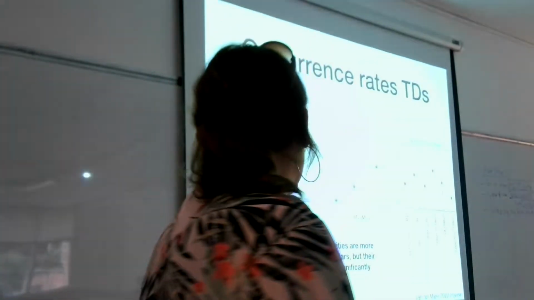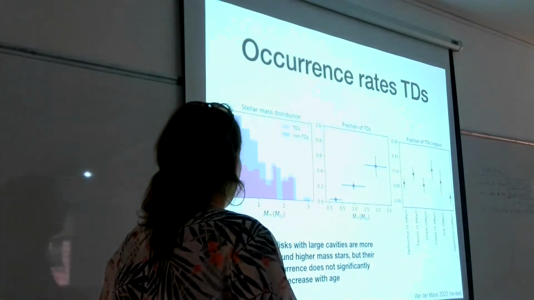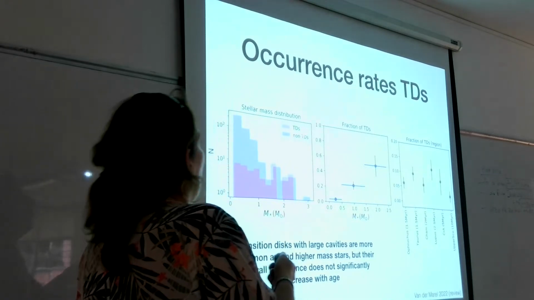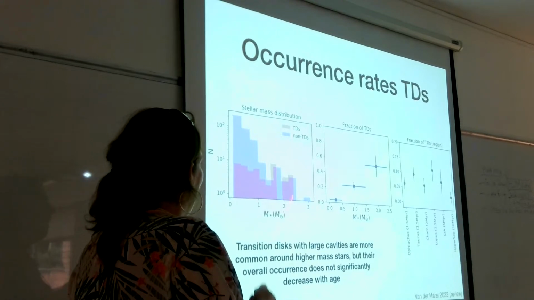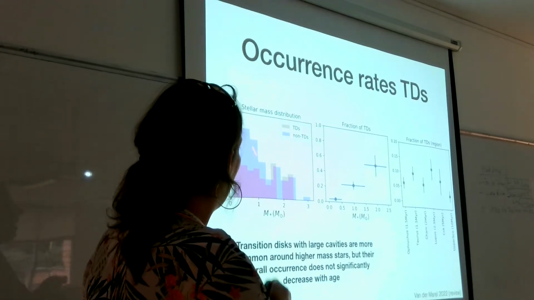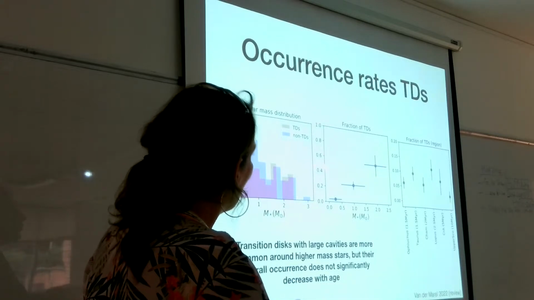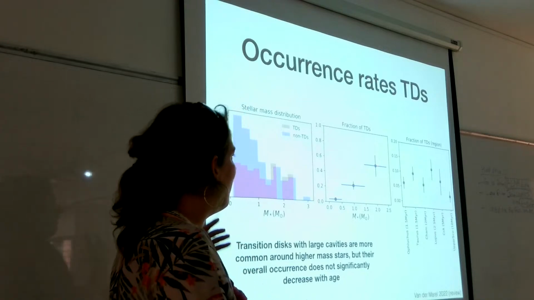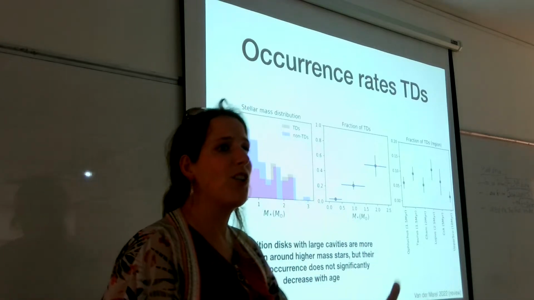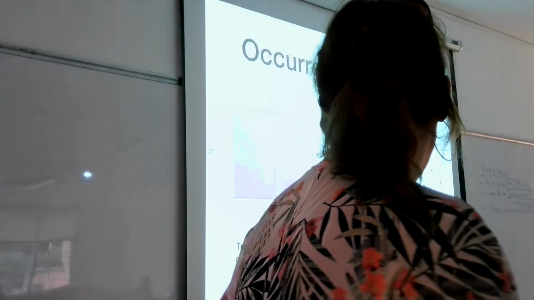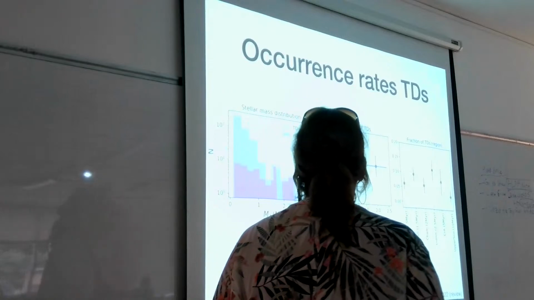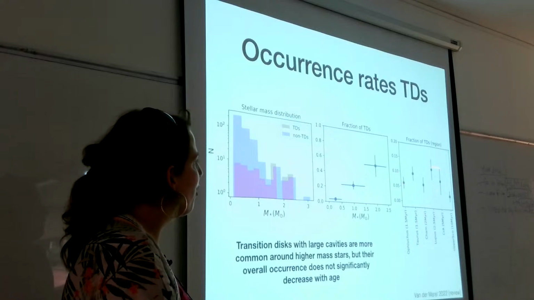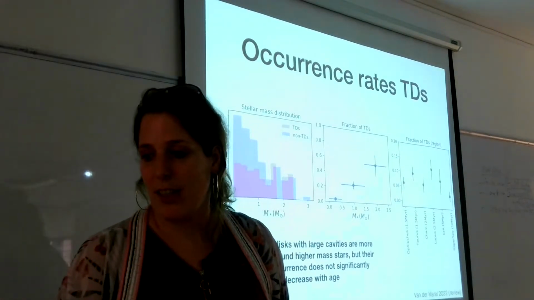So if you then look at the actual occurrence rates, here we use transition disks. This is the number of transition disks and the number of non-transition disks. It's kind of hard to see how they are different. But if we look at the fraction, there's very clearly a stellar mass dependence. Around the high mass stars, there are many more transition disks than around the low mass stars. But if we look at them as a function of age, the occurrence doesn't actually seem to change at all.